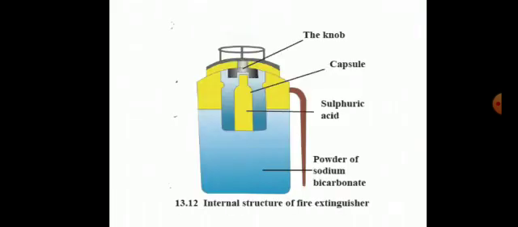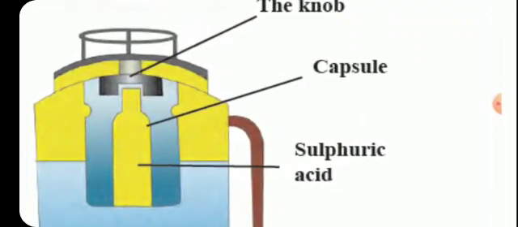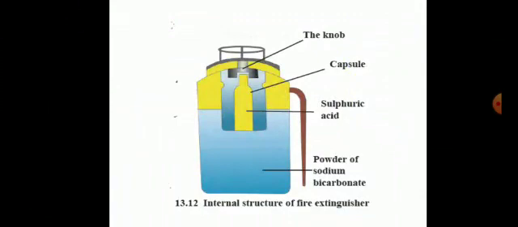The working of a regular CO2 based fire extinguisher can be explained with the help of this diagram. A fire extinguisher contains sodium bicarbonate powder. There is also dilute sulfuric acid placed in a glass capsule. When the capsule breaks on pressing the knob, the sulfuric acid comes in contact with the sodium bicarbonate and the two react chemically to release carbon dioxide which comes out.